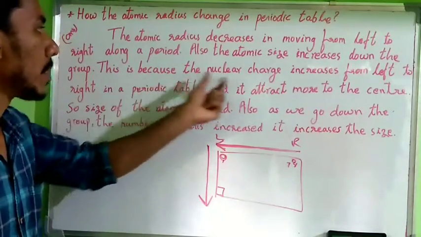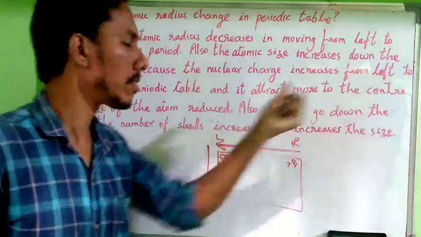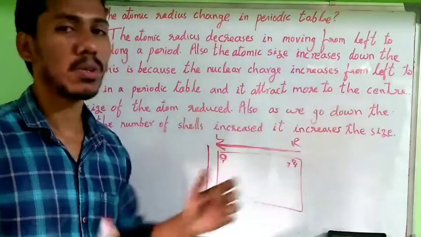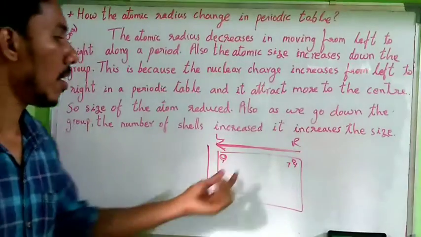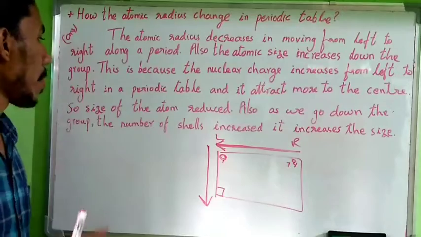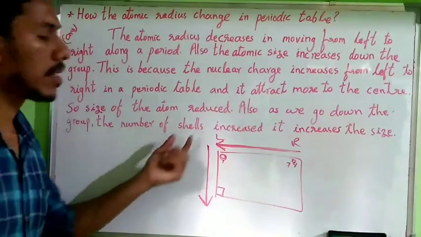So this is because the nuclear charge increases from left to right in the periodic table. It attracts more towards the center. That is the reason for the decreasing size on this side. So the size of the atom is reduced.